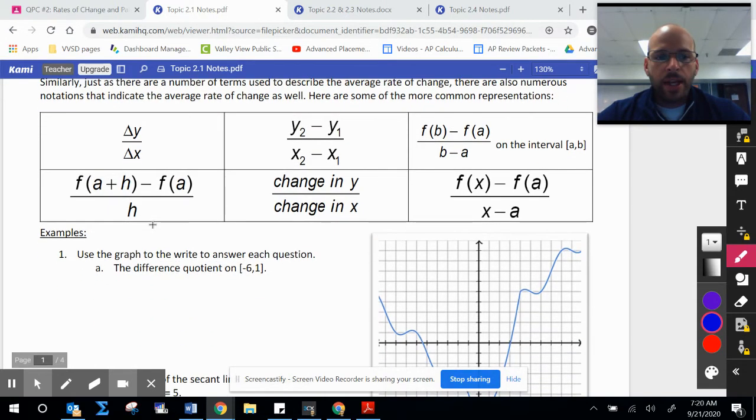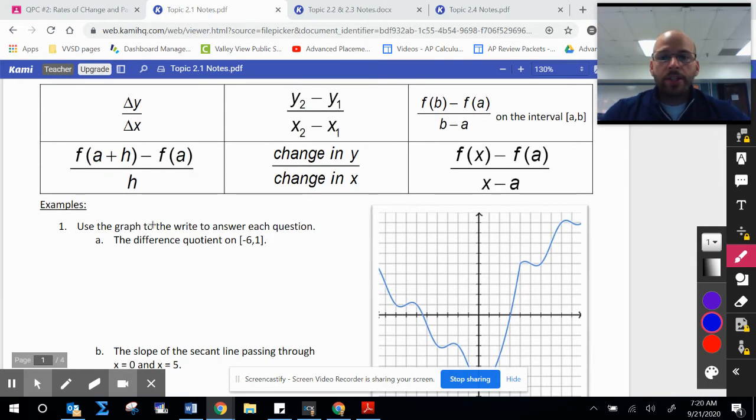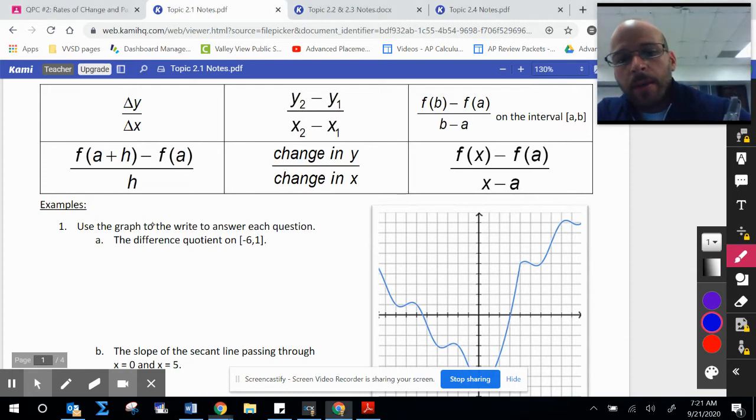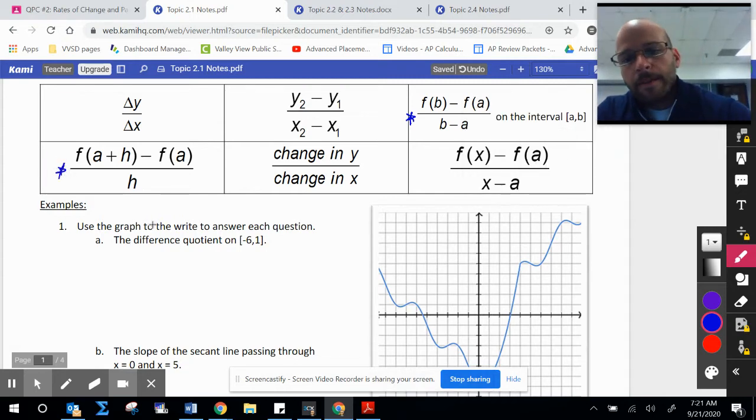Okay, now in this little table, we have a lot of different ways we can express an average rate of change. Ultimately, it's going to be the change in your output values over the change in your input values. The ones that we'll take a look at specifically throughout this lesson are probably going to be the ones that I'm putting stars next to right now. Those three. But ultimately, all of those 6 boxes represent the same idea.